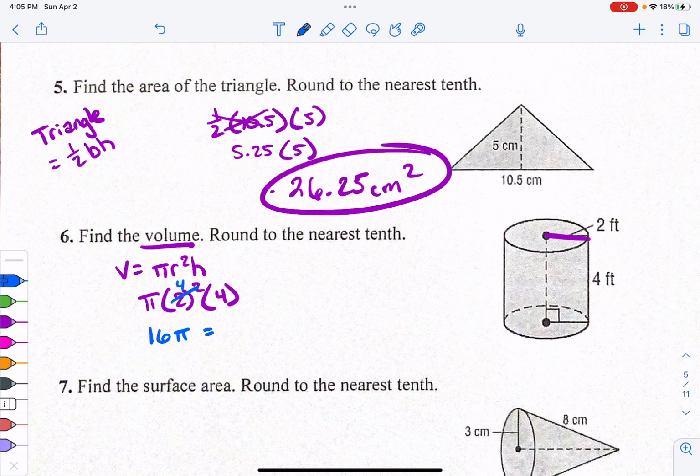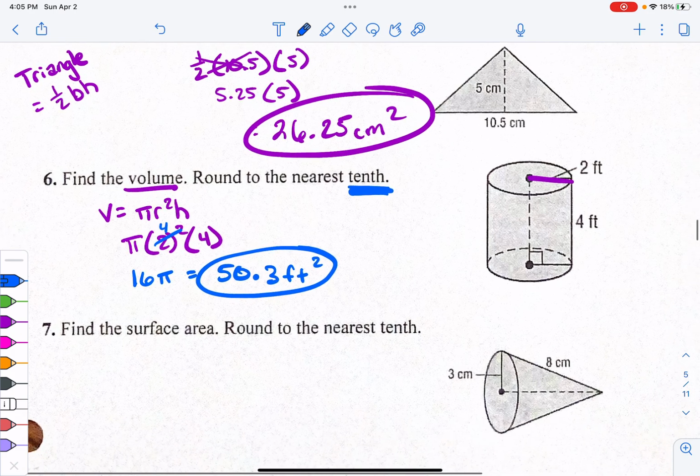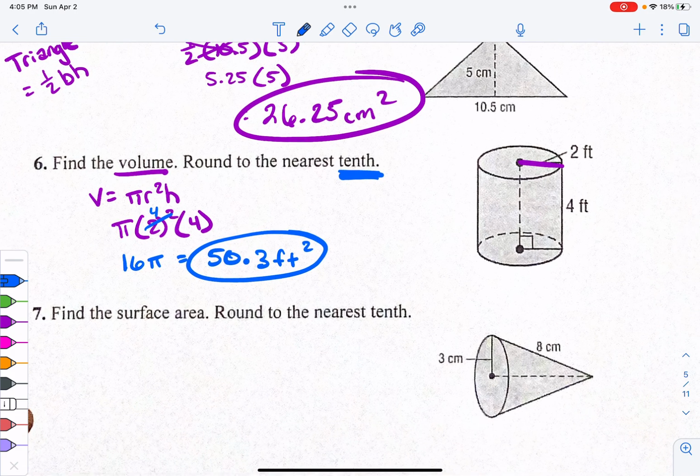And let's see what we get. I got 50.3 feet squared. And to the nearest tenth is 1 decimal place. So just go by that, okay?